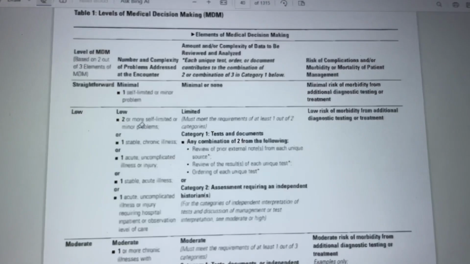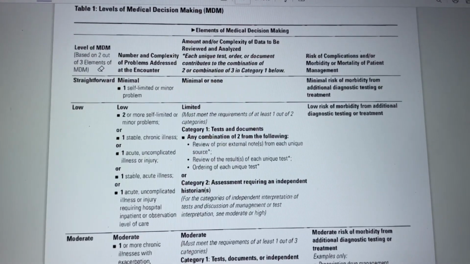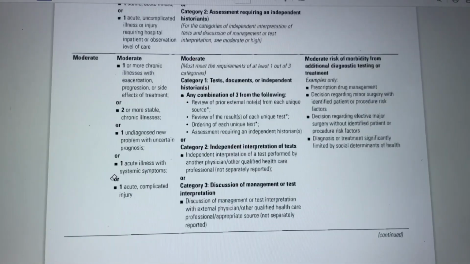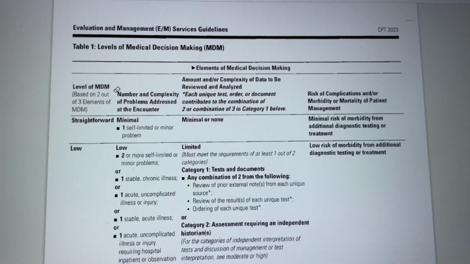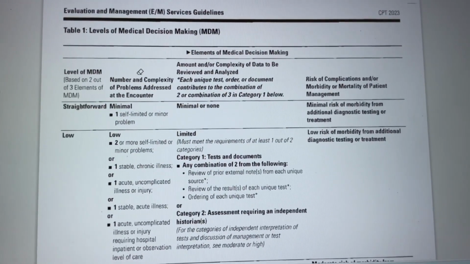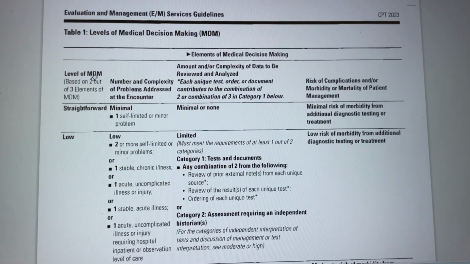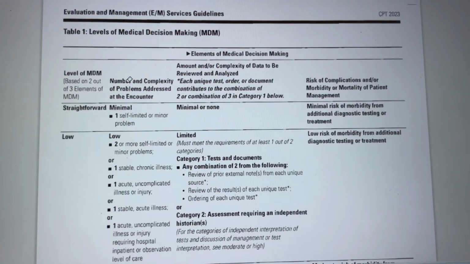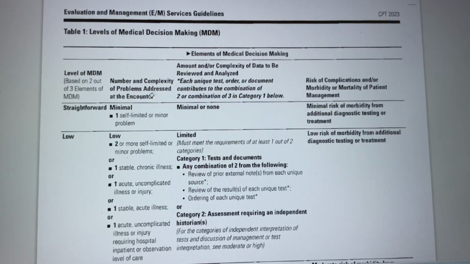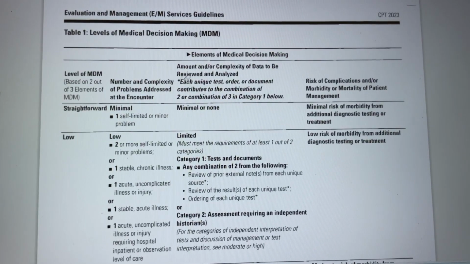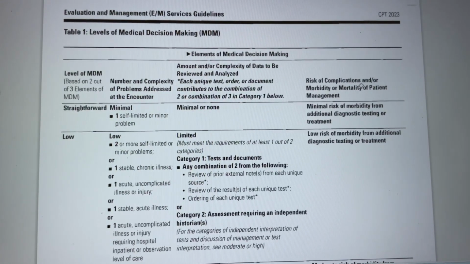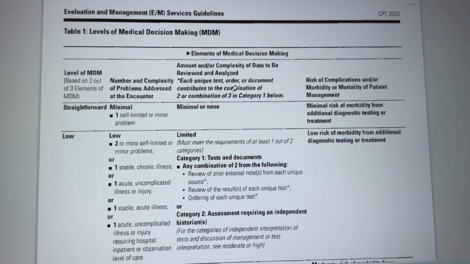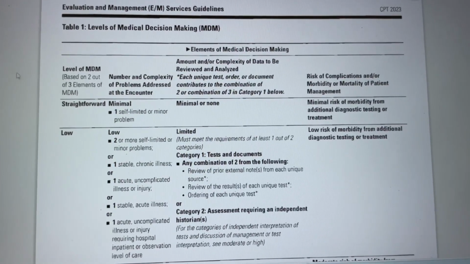We have the MDM table to find out the level of MDM. Straightforward, low, moderate and high complexity MDMs are there. To find out the level of MDM, check for the 3 elements. Out of 3 elements, 2 should be met. The elements are number and complexity of problems addressed at the encounter, amount and complexity of data to be reviewed and analyzed, and risk of complications or morbidity or mortality of patient management. Among the 3 elements, 2 of them should be met to find out the level of MDM.